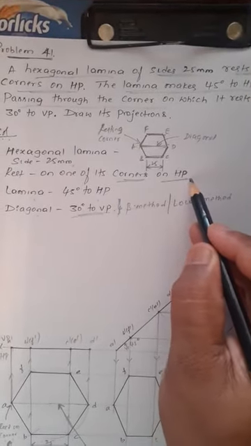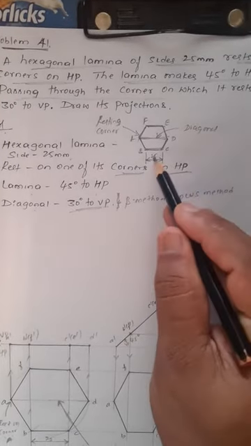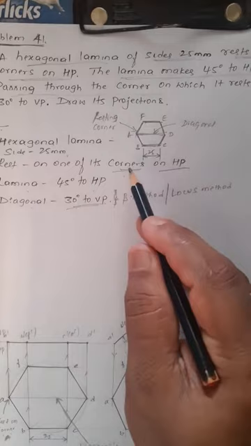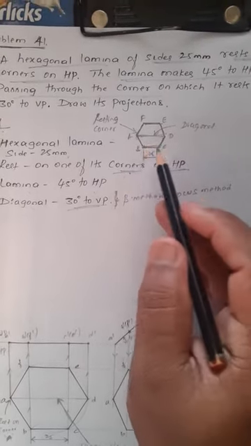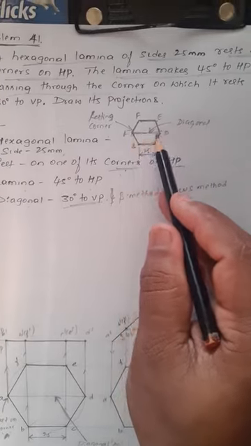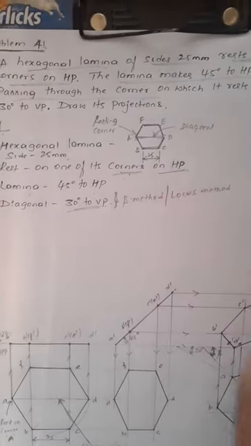Now to solve the problem, you want to draw the true shape here. The true shape you draw on HP. On what condition? Corner condition, the resting corner. And from the resting corner, if you draw a horizontal line, that gives another corner, and that gives a diagonal. Right? Now we'll solve this problem.